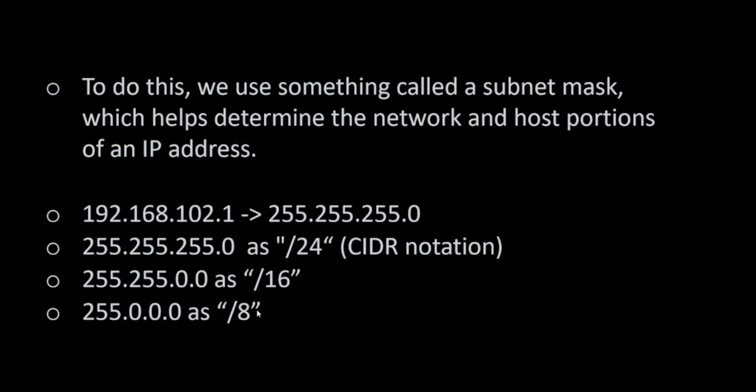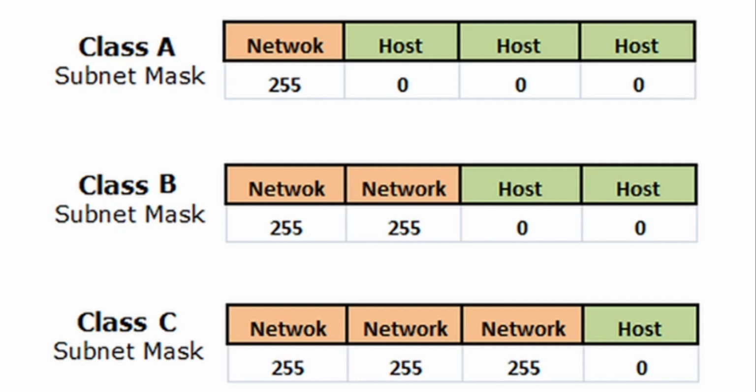Then next we have /8. /8 means 8 bits are for the network, and the remaining 24 bits are for the host. So if 24 bits are for the host, how can we calculate the number of addresses? It is 2 raised to power 24. So here we have the subnet masks. This is for Class A, this is for Class B, and this is for Class C.